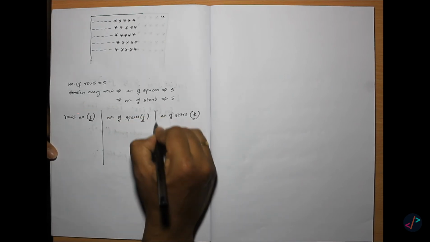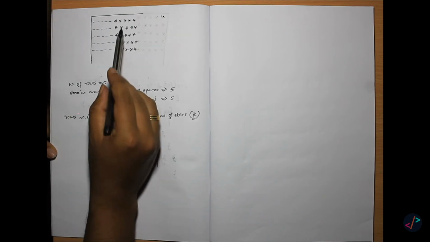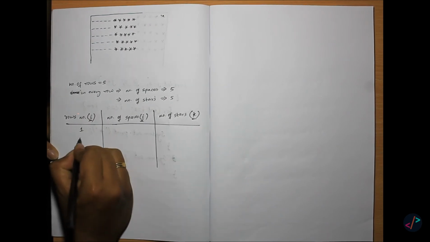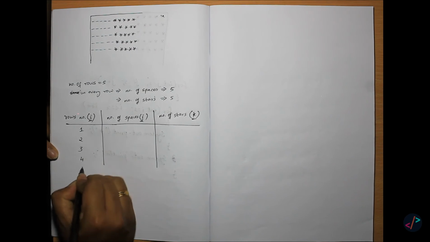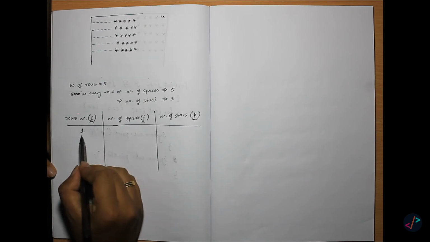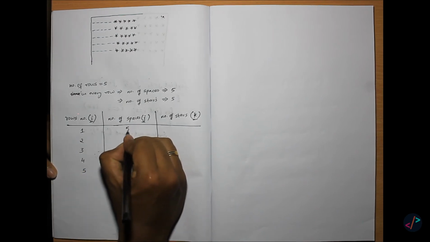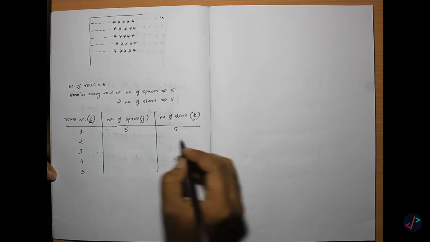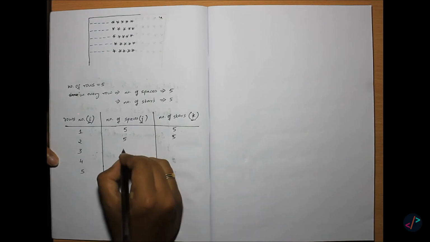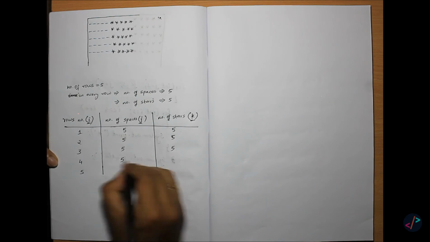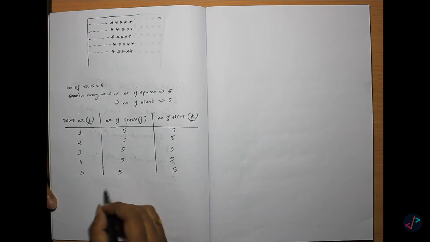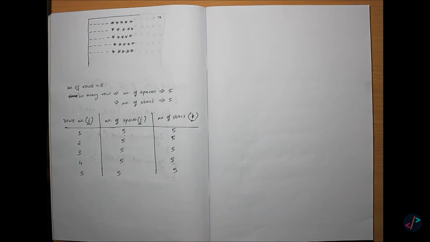Now tell me, how many rows do you have? You now have 5 rows. So I'll just list out those rows like this. First row, second row, third row, fourth row and fifth row. In the first row, how many spaces do you have? You now have 5. How many stars do you have? You have 5. Similarly, in the second row, you have 5 spaces and 5 stars. This is how it will look. Keeping this at the back of the mind, let us now start our coding.